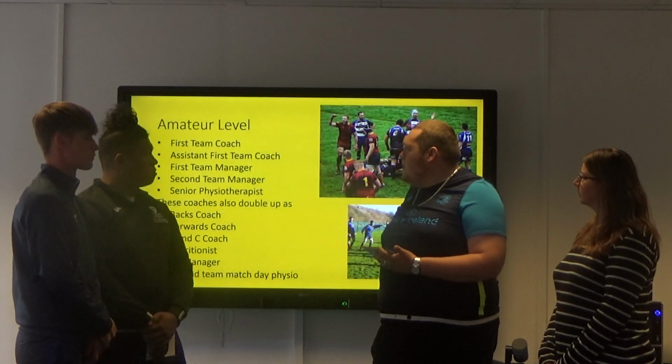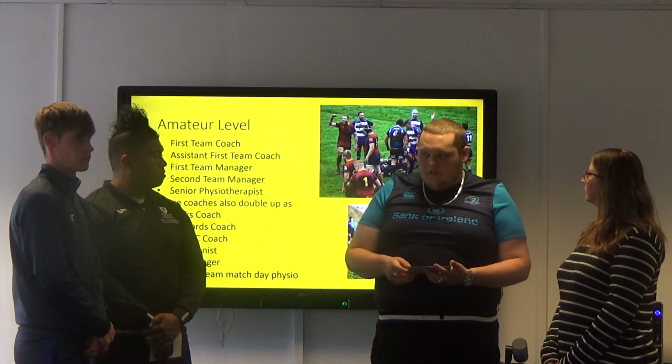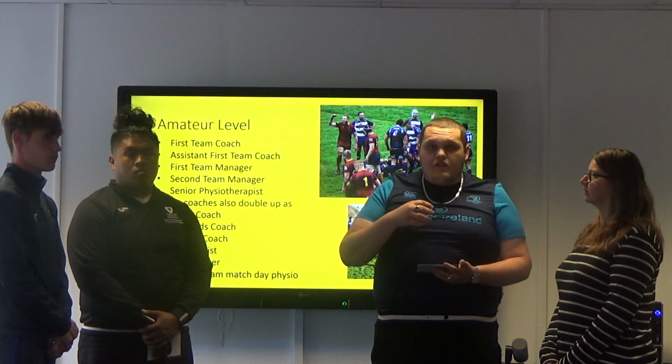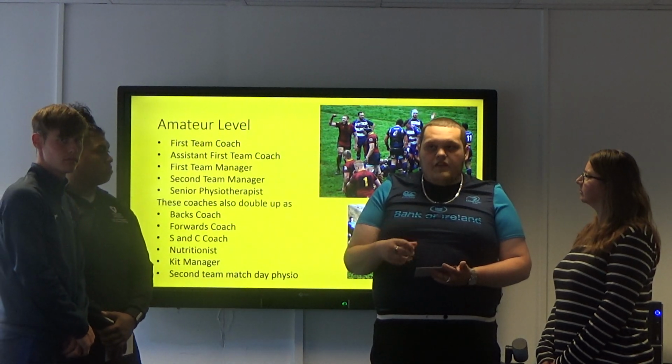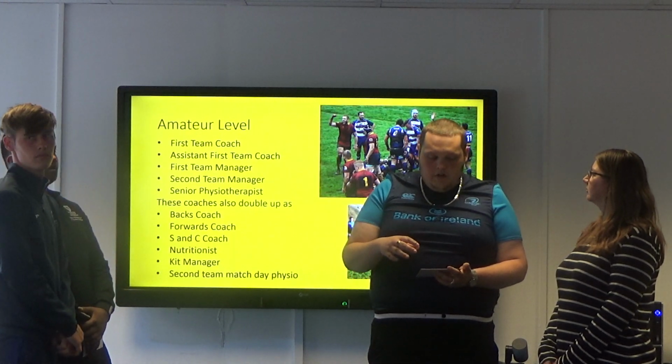The next level I play at is amateur level. So moving on a bit more from the junior level, the coaching difference. We've got a first team coach and an assistant coach. We'll have a first team manager and a second team manager. They'll look after the team on match days. And we'll also have a senior physiotherapist, who will look after the whole setup of the senior side.